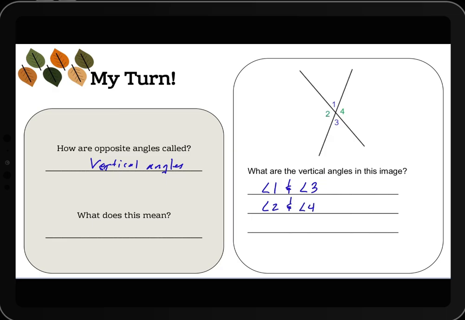And what does that mean? Well, that means that they are congruent. That's exactly what they mean. Vertical angles are congruent. So angle 1 is congruent to angle 3. Angle 2 is congruent to angle 4. That's exactly what they mean. This would be very helpful in answering one of your SBW questions that you will find on your assignment.